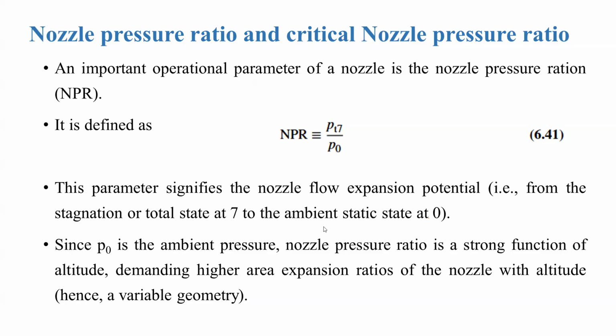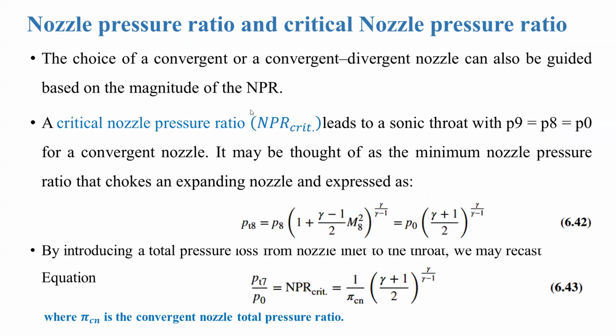state at 0. P naught is the ambient pressure, and the nozzle pressure ratio is a strong function of altitude, demanding a higher area expansion ratio of the nozzle. So the critical pressure ratio, NPR critical, leads to a sonic throat with P9 equal to P8, which is equal to P ambient. When this happens, this is the optimal expansion condition.